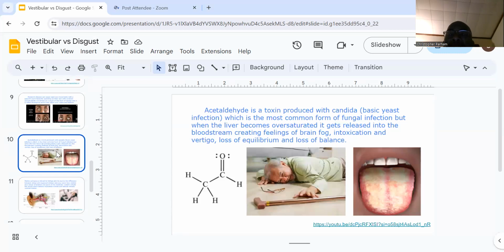Acetaldehyde is a toxin produced with candida, which is the most common form of fungal infection. But when the liver becomes oversaturated, it gets released into the bloodstream, creating feelings of brain fog, intoxication, and vertigo, loss of equilibrium, and loss of balance.